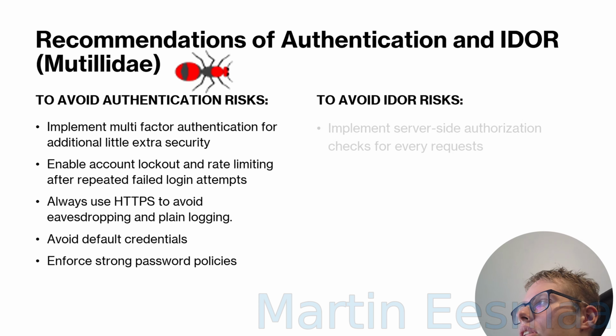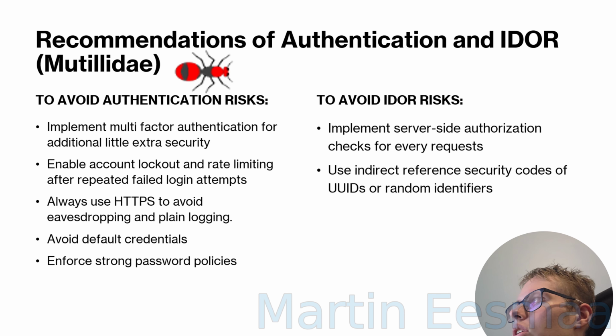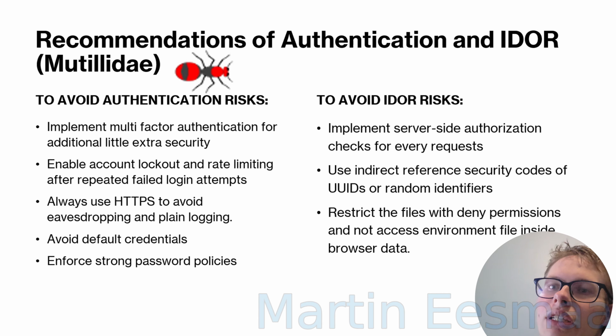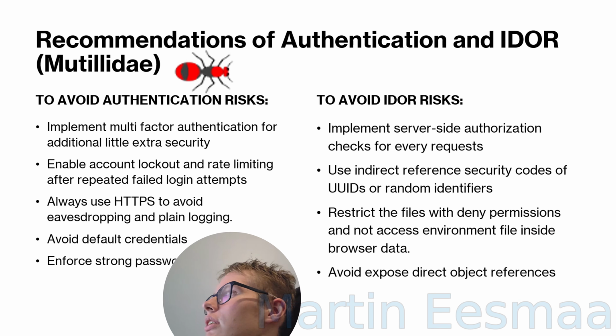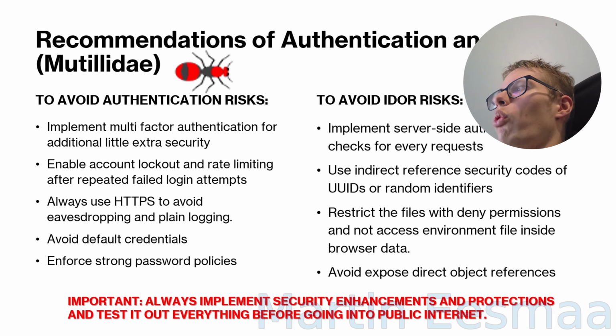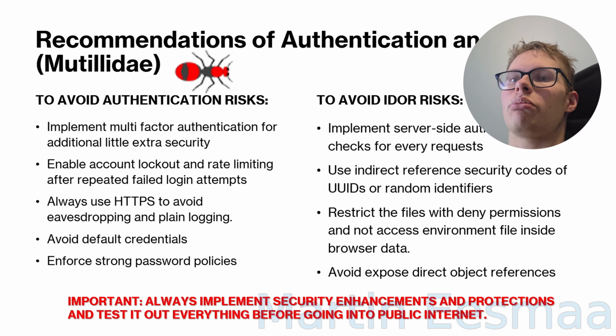To avoid IDOR risk, implement server-side authorization checks for every request. Use indirect references such as security codes or UUIDs instead of the ones written in the URLs. Restrict files with denied permissions, and do not allow access to environment files, like browser data folders. Avoid exposing direct object references. Important: always implement security enhancements and protections and test everything before going onto the public internet.